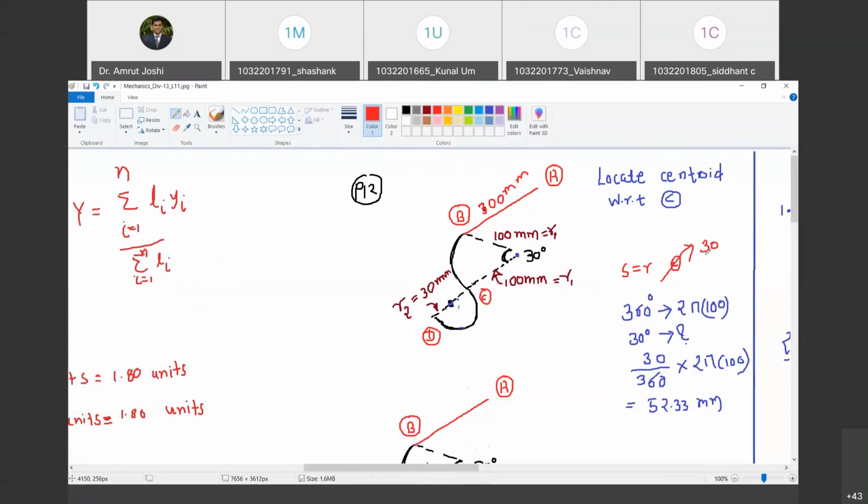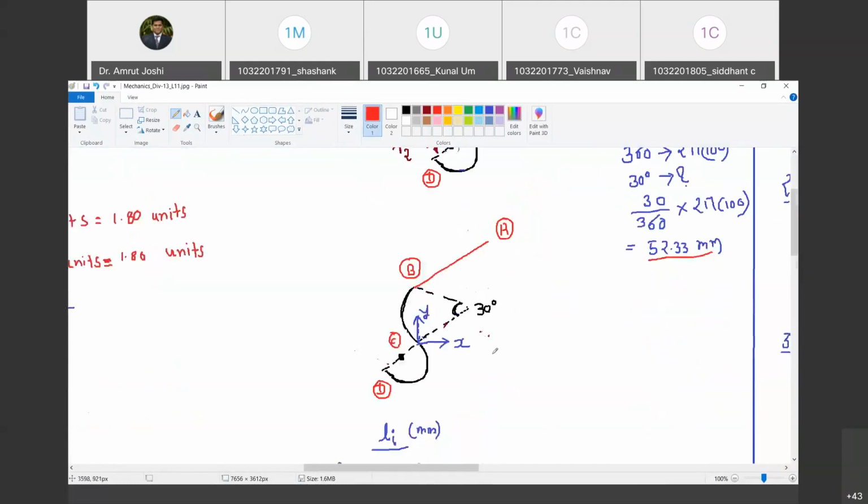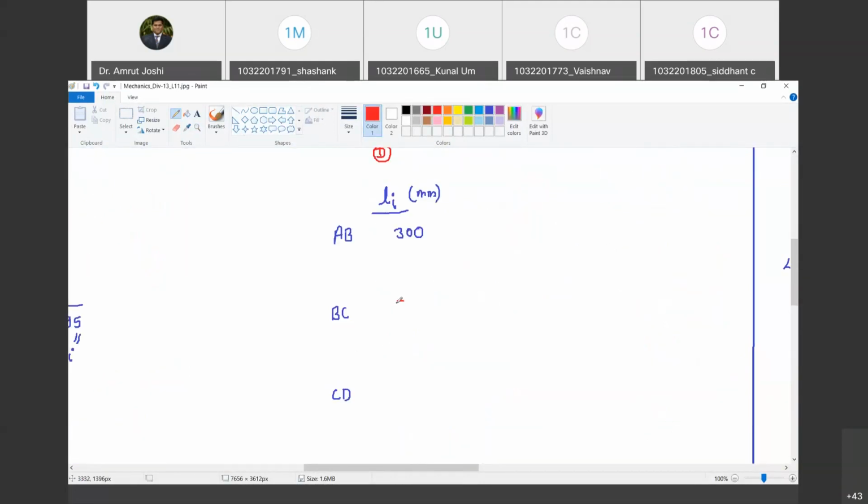So 30 by 180 into pi. Do you agree with me? And how much is R? 100. So do this on your calculator and tell me how much is that. 52.33. So either of the ways you can adopt, and you can write this as 52.33. Are you with me?